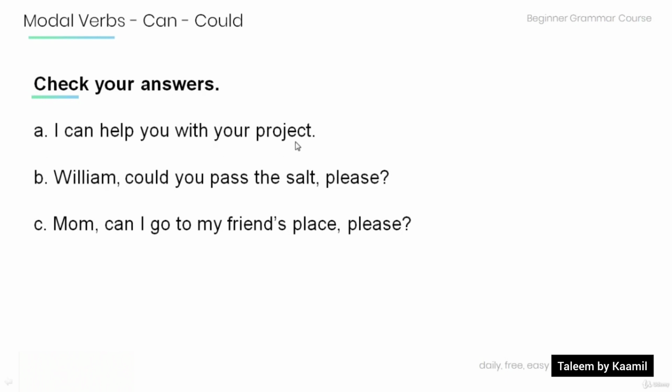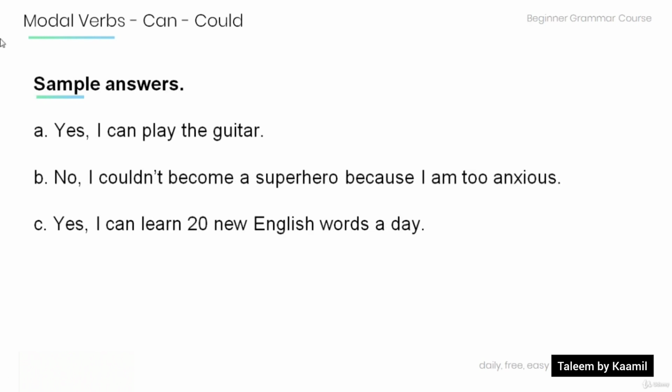I can help you with your project. William, could you pass the salt, please? Mom, can I go to my friend's place, please? Sample answers. Yes, I can play the guitar. No, I couldn't become a superhero because I am too anxious. Yes, I can learn 20 new English words a day.